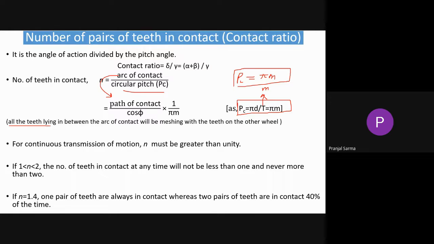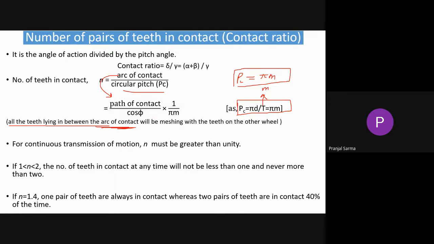All the teeth lying within the arc of contact will be matching with the teeth of the other wheel. So within that particular portion of the arc of contact, those teeth only come in contact, that is, they will get matched with the other wheel.